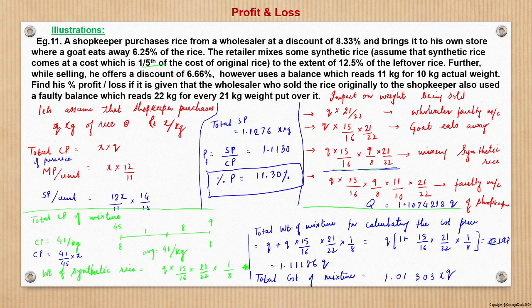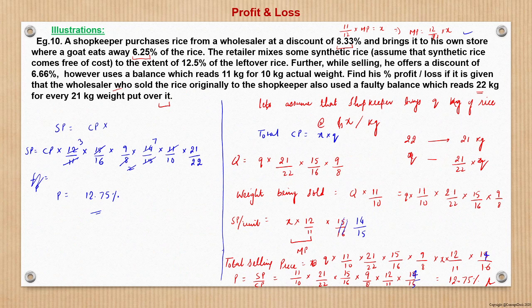See, we did not use the chain rule of the multiplying factor as we had used in the previous question, because here the price of the synthetic rice was assumed to be free, that is 0. So therefore it would not impact the cost price. Now as soon as the synthetic rice or the impurity which is being mixed also has a price, then the effective cost price will change. So these factors only have an impact on the selling price, whereas the cost price remains the same. So therefore we could use this chain rule method.